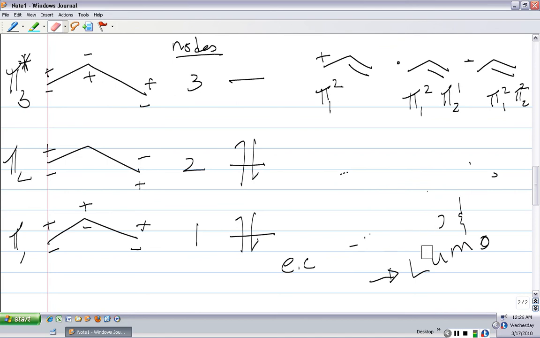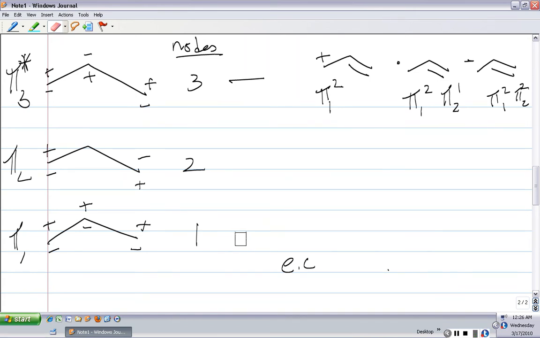What we're going to do is designate our frontier orbitals for all three: the allyl cation, the allyl radical, and the allyl anion. So let's go back. The EC of the allyl cation is pi 1 squared. So we've got 2 electrons here. So what is the HOMO of the allyl cation?